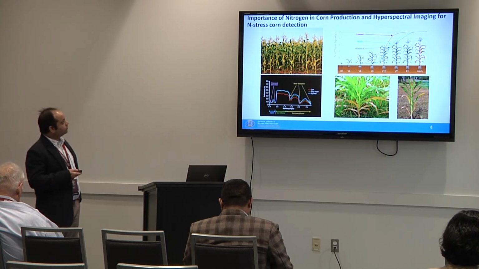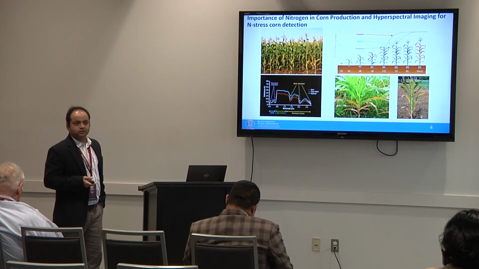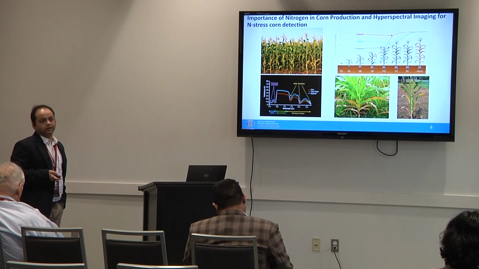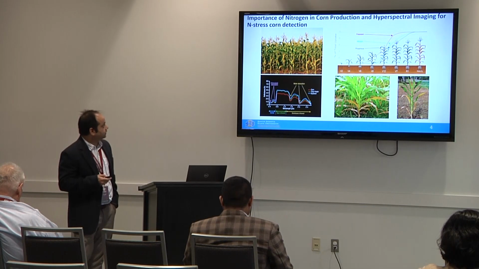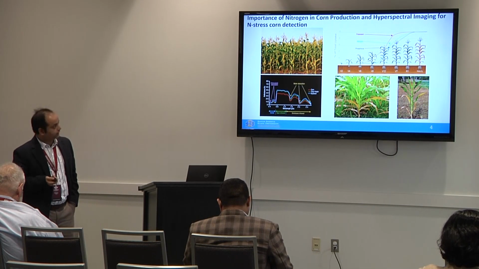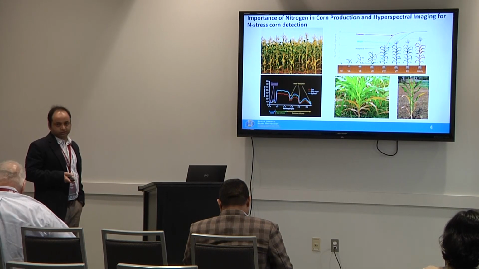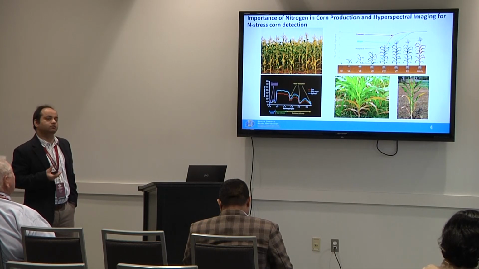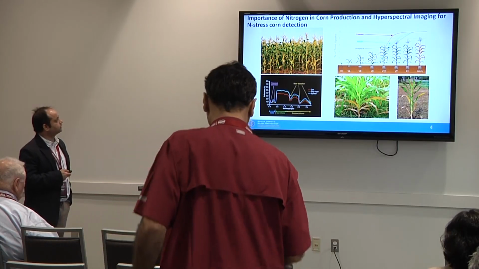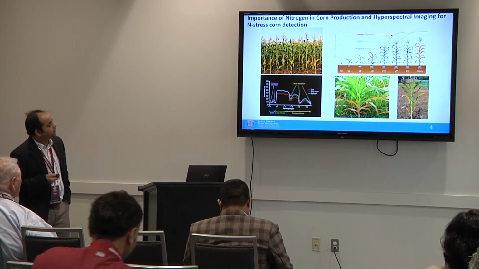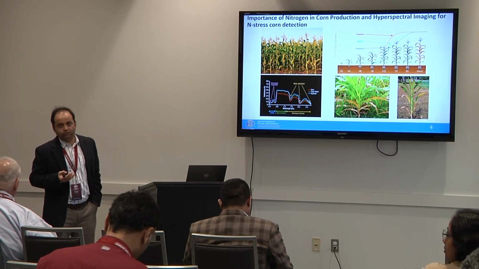When you look at corn production, three major fertilizers play a crucial role in the growing phase of the corn plants: potassium, nitrogen, and phosphorus, the NPK fertilizers. Nitrogen plays a very crucial role in the growth of the corn plants as well as their kernels, and hence the yield. When corn plants are nitrogen stressed, they show symptoms and eventually a deficiency in the yield.